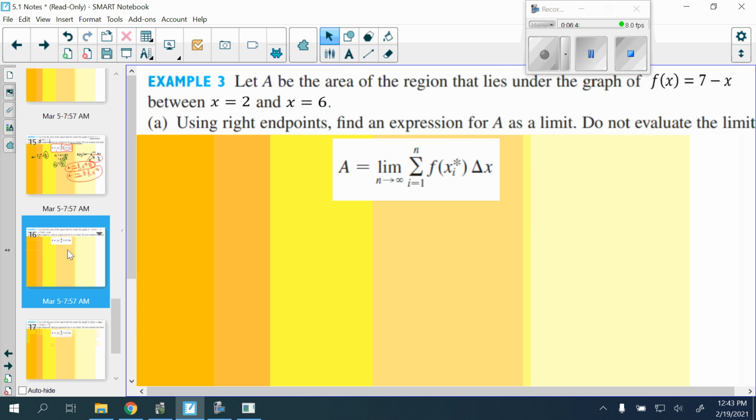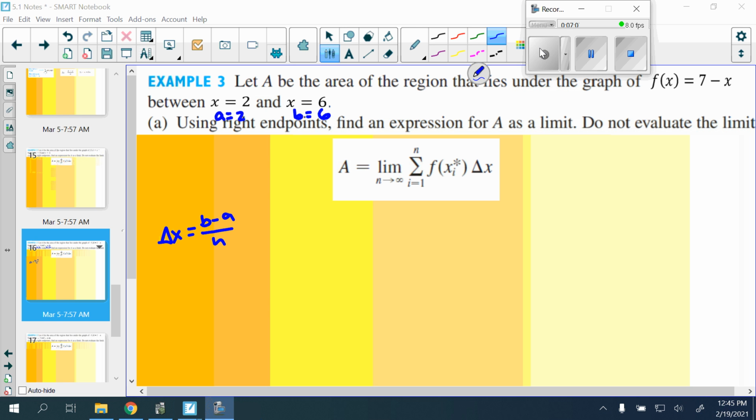So the next one, what is this one going to be? Again, let's find those same couple things here. Change in x first is our b minus a over n. Here it looks like our a is 2 and our b is 6. So let's find those first. If we plug that in, we got 6 minus 2 over n, which we can simplify to 4 over n. So that's our change in x.